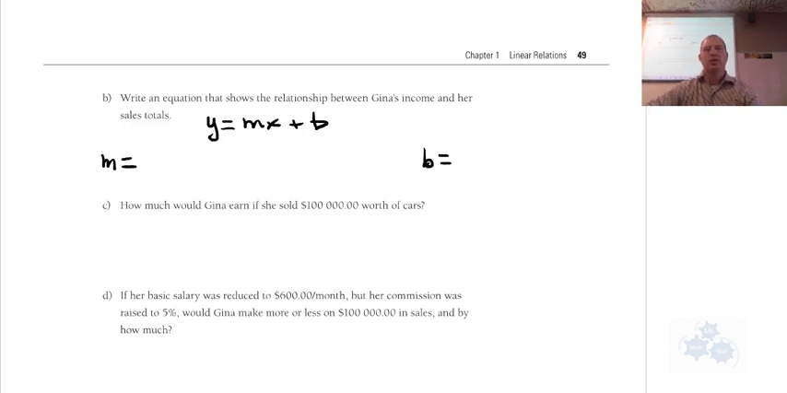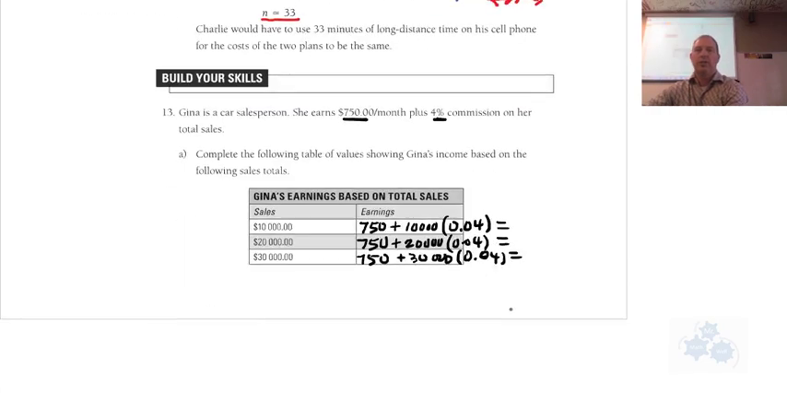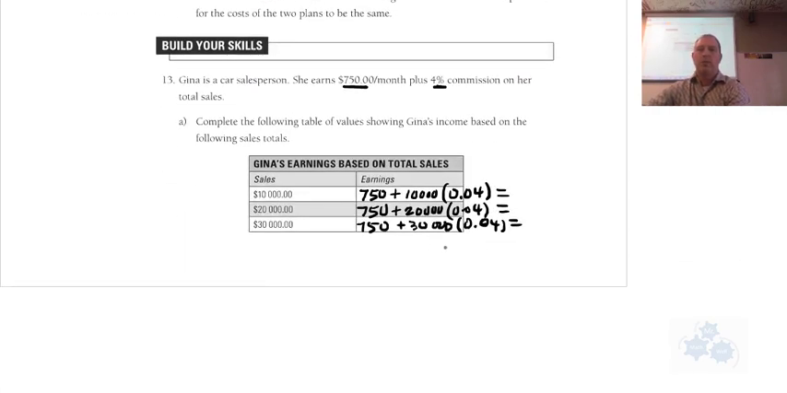It says write an equation that shows the relationship between Gina's income and her total sales. Okay? So we have y equals mx plus b. What's the slope? What's the slope? So look again at our calculations here. What part of these equations would be the slope, do you think? Anybody? The slope is 750.